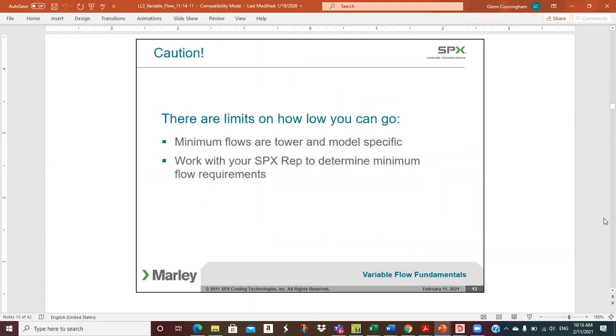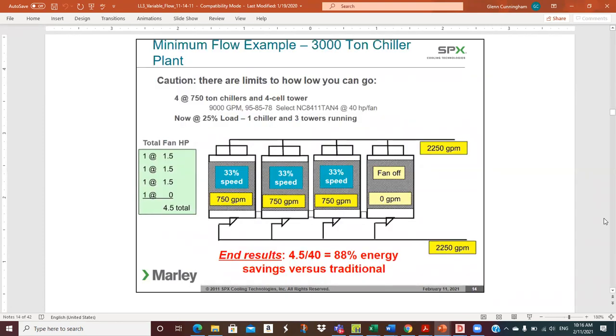So there are limits though on how low you can go. You can't just keep reducing flow over a tower. You can't run at 10% flow. You're going to run into all kinds of trouble. For a specific tower, you really need to go back to the manufacturer and see what their minimum recommended flow rate is for that particular tower. And then you might even want to not reduce it quite to that level, just to be on the safe side. So that's what they're saying here. Work with your cooling tower guy to determine reasonable minimum flow rates.